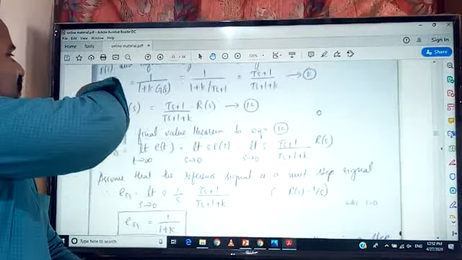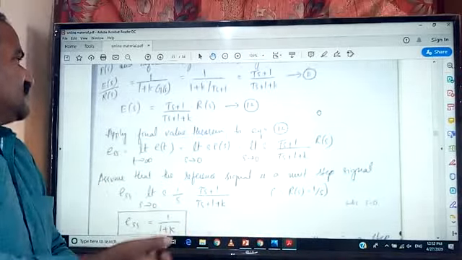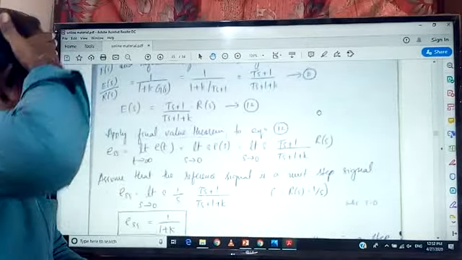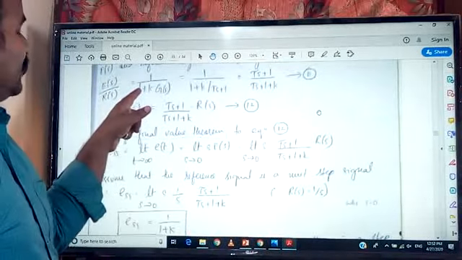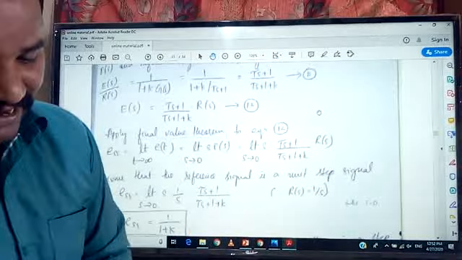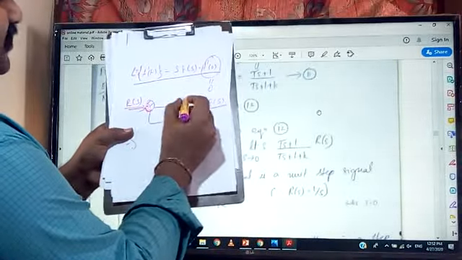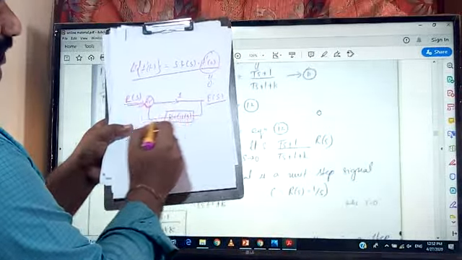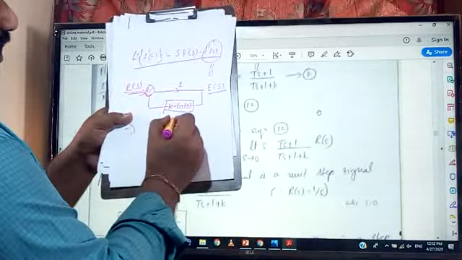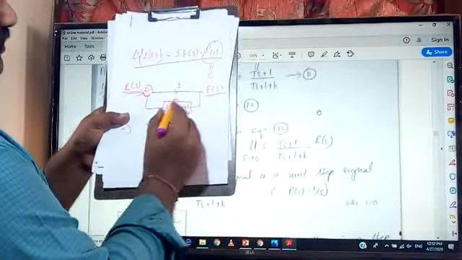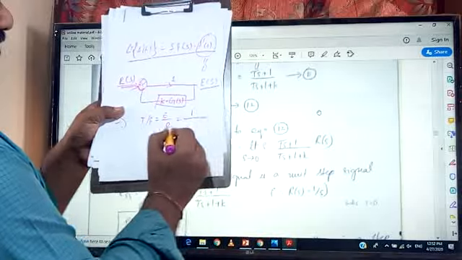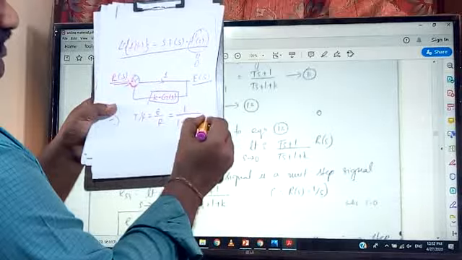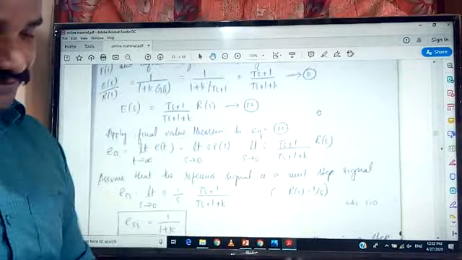So here we are having the E of S, and I am taking the E of S as an output, and obviously the R of S is an input. The ratio between the E of S and R of S is going to be 1 by 1 plus K into G of S from this particular diagram. So this is a forward path gain, which is 1, and this is a feedback path gain, which is K into G of S. From the transfer function, output by input is equal to the forward path gain by 1 plus forward path gain 1 into K into G of S, the feedback path gain.